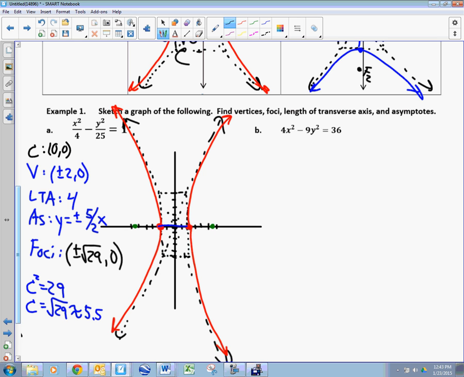Isn't that awesome? You could go home and your parents say, what are you doing today in mathematics? Oh, no big deal. I'm just sketching the transverse axis and asymptotes for conic sections, specifically hyperbolas today. And they'll be like, wow, I have a genius on my hands. Yeah, pretty much.